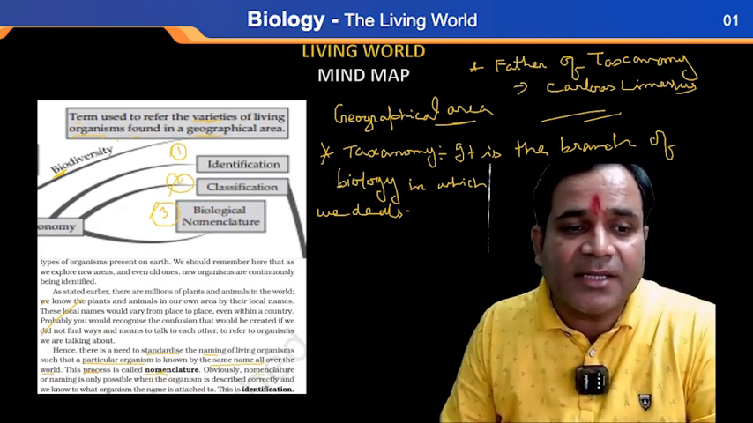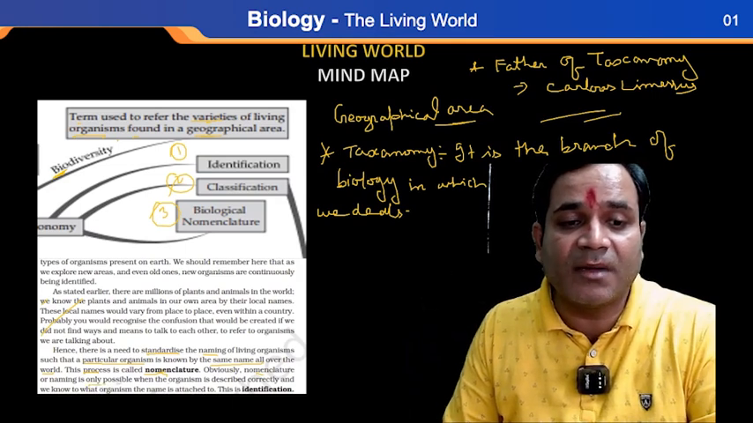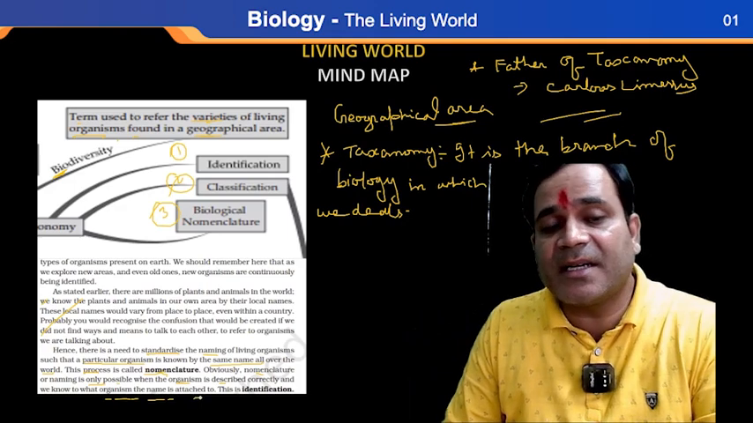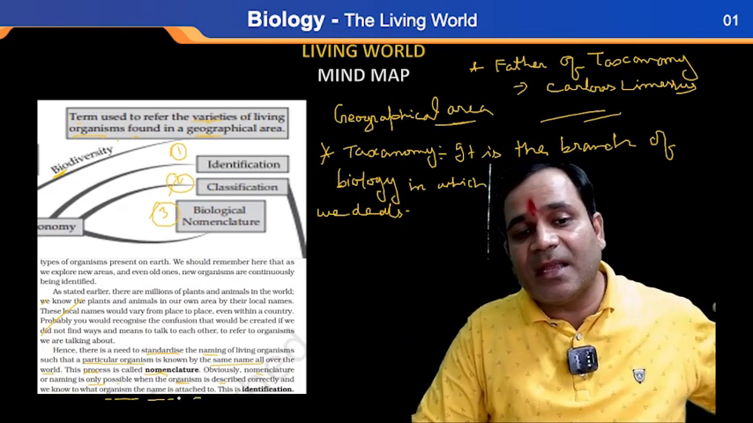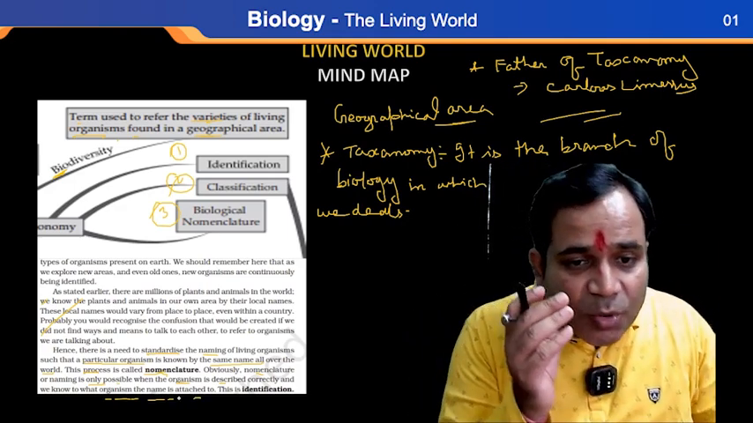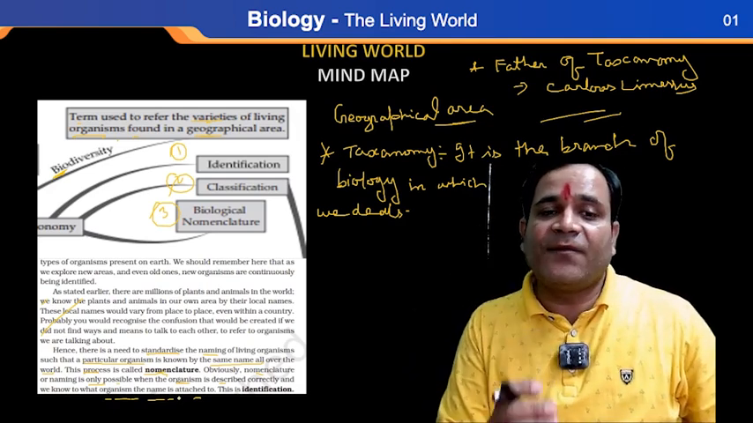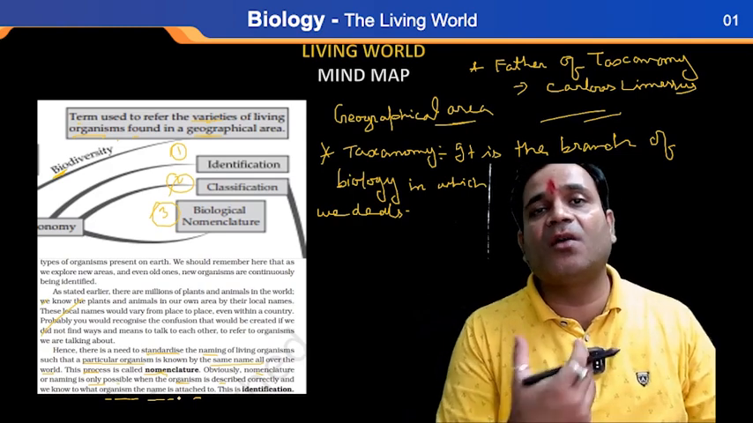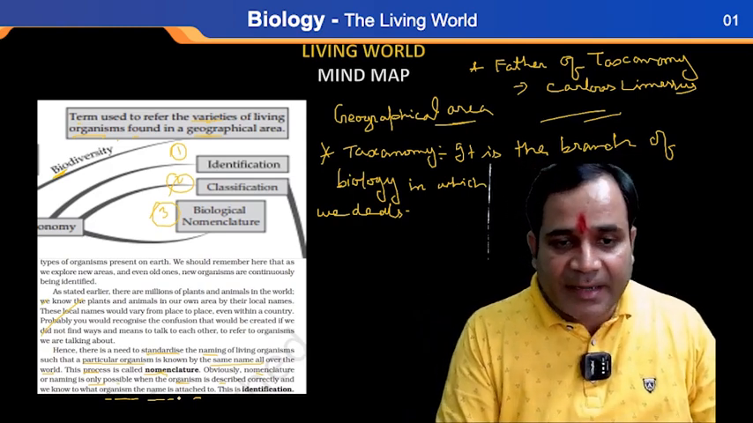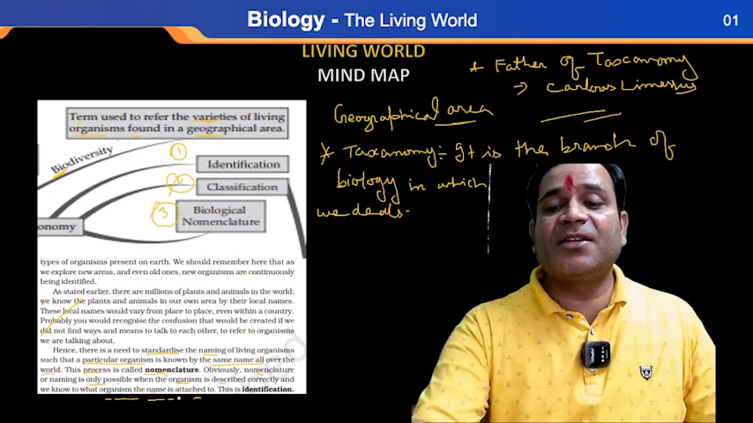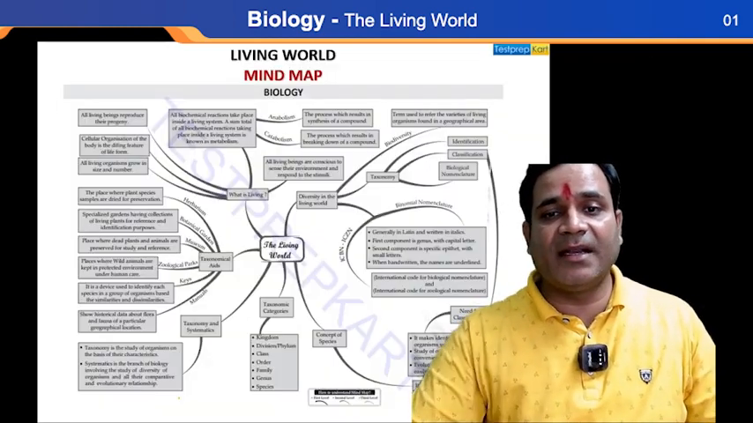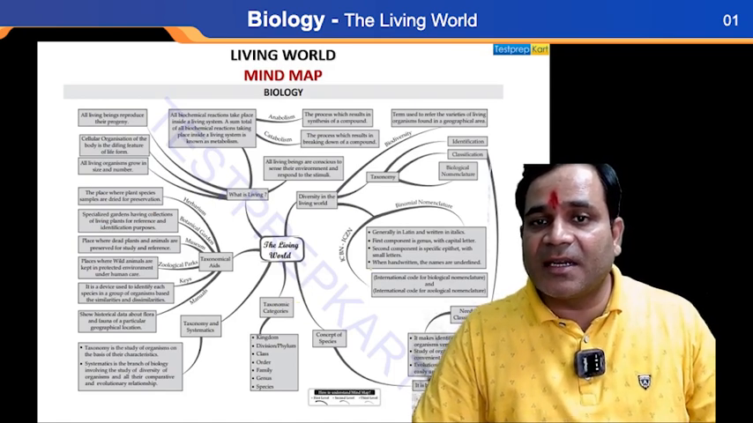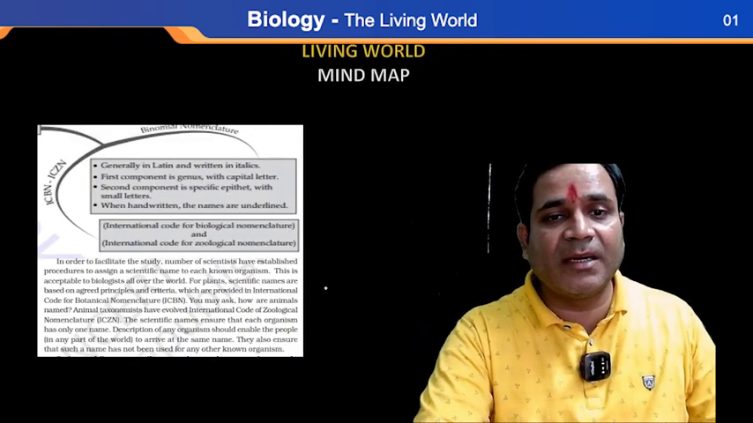After that, obviously, nomenclature or naming is only possible when the organism is described correctly and we know what organism the name is attached to. First of all, we should describe it correctly. If we haven't described the organism correctly, how is it possible to give the nomenclature? Then comes identification, which is very, very important, my dear. In taxonomy, first identification, then classification, then biological nomenclature.